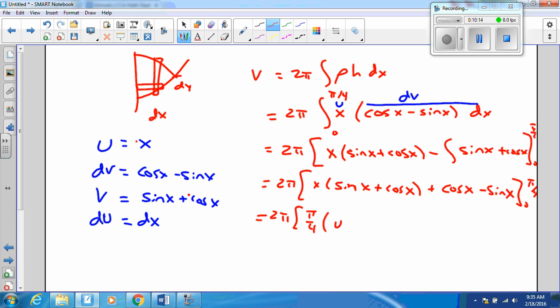When x is pi over 4, we get pi over 4 times 1 over root 2 plus 1 over root 2, plus 1 over root 2 minus 1 over root 2. And when x is 0, this term disappears, so that I end up with this right here. And the dust settles, and it's a little yucky, but not too bad. So that was probably the most detailed reading of all of it.